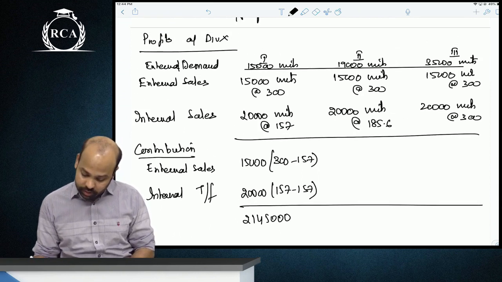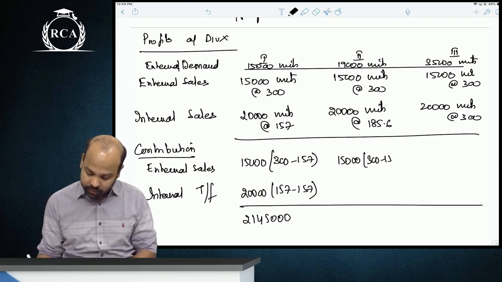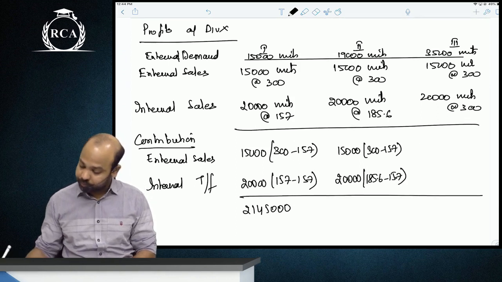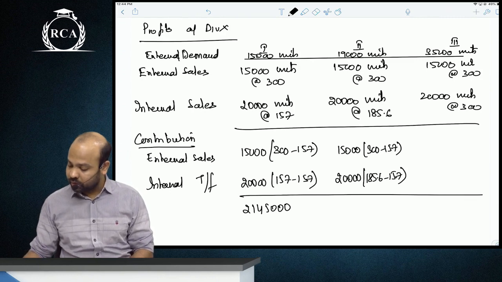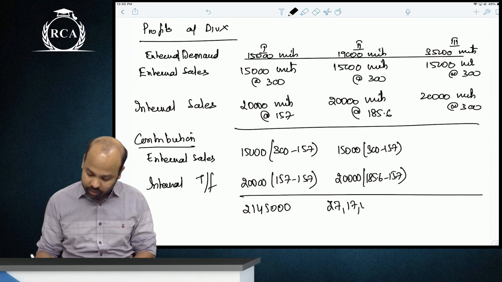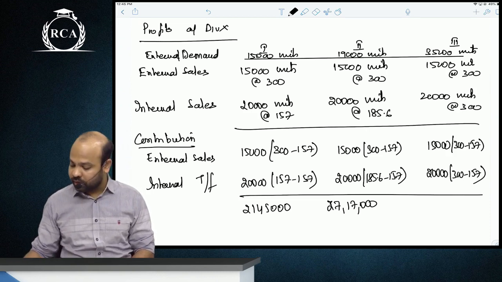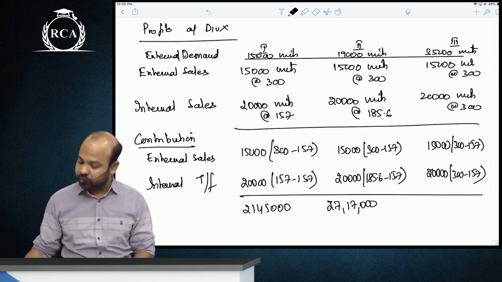And here, guys, it is 15,000 into 300 minus 157, plus 20,000 into 185.6 minus 157. This should be 19,000 units into 143, which is 27 lakh 17,000. And this should be 15,000 into 300 minus 157, plus 20,000, guys, into 300 minus 157. So this would be 35,000 units into 143.